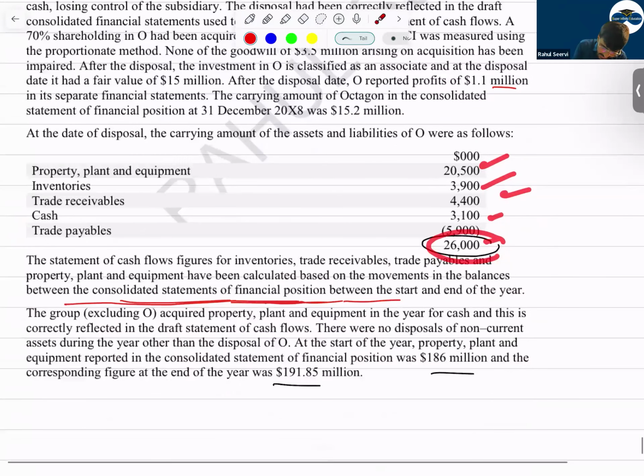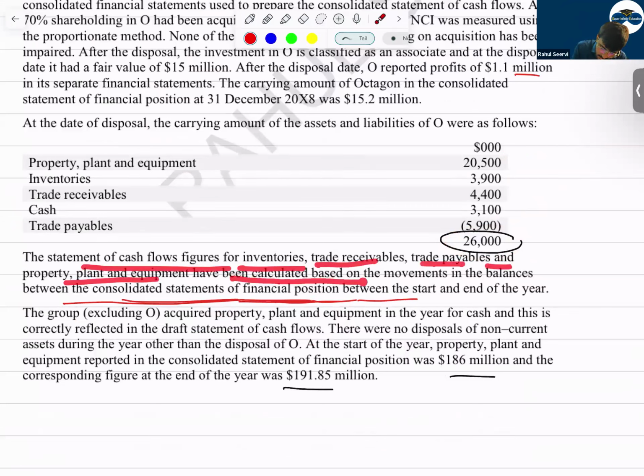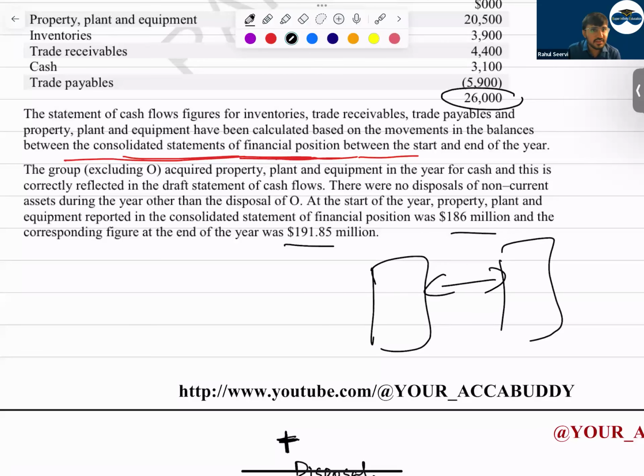The statement of cash flow figures for inventory, trade receivable, trade payable, and property, plant, and equipment have been calculated based on the movement in the balance between the consolidated financial statements at the start and at the end of the year. That means what they have done is taken the difference between the balance sheets. Can I say this is wrong?